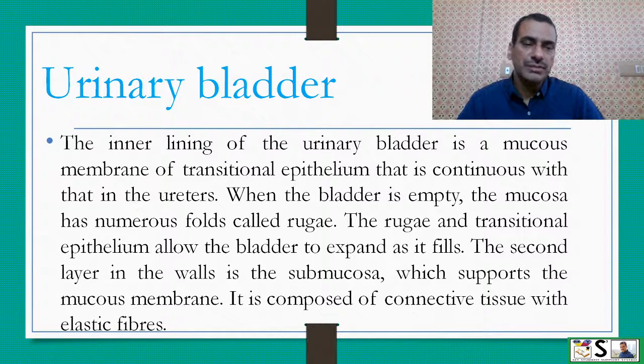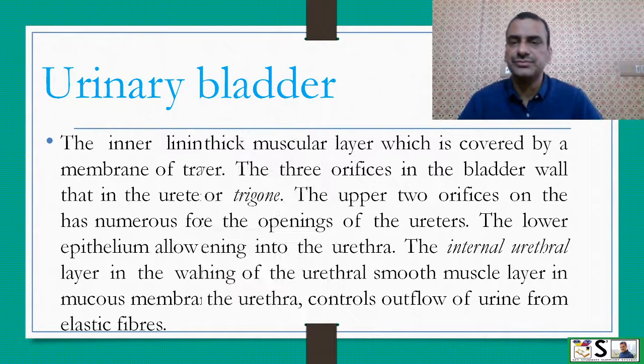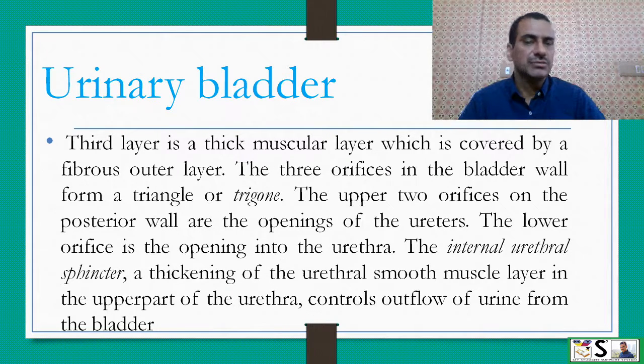The inner lining of urinary bladder is mucous membrane of transitional epithelium that is continuous with the ureters. When the bladder is empty, the mucosa has numerous folds called rugae. The rugae and transitional epithelium allow the bladder to expand as it fills. The second layer in the wall is the submucosa, which supports the mucous membrane. It is composed of connective tissue with elastic fibers. Third layer is a thick muscular layer which is covered by fibrous outer layer.